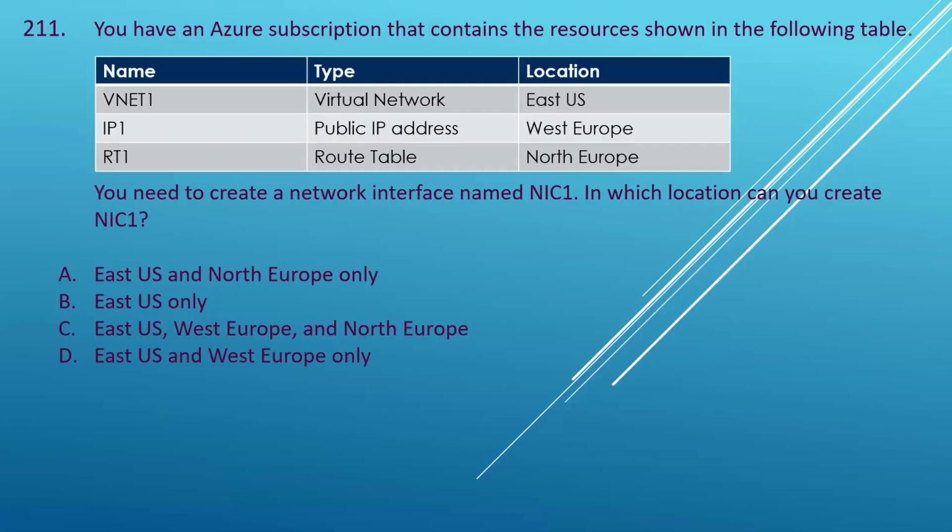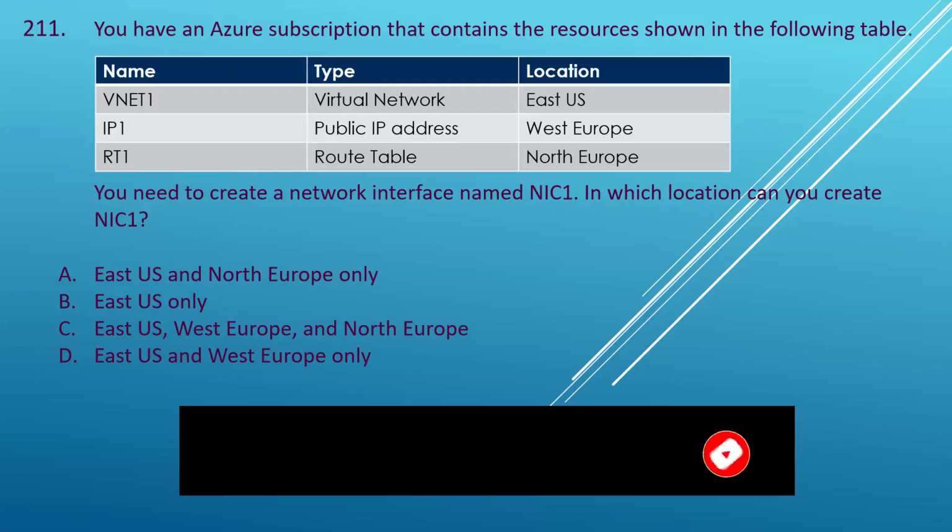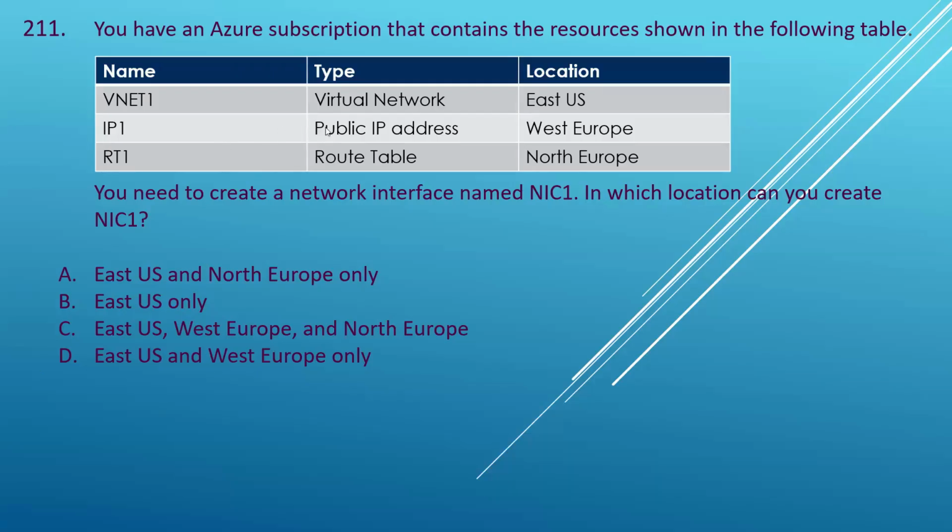Question number 211 of the series. You have an Azure subscription that contains the resources shown in the following table. You have three resources with the name of VNet1, IP1, and RT1. VNet1 is a virtual network type and is hosted in East US location. IP1 is a public IP address type and is hosted in West Europe location. RT1 is a route table type and is hosted in North Europe location.